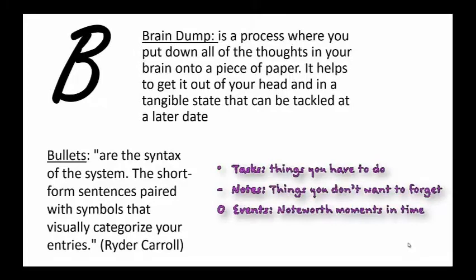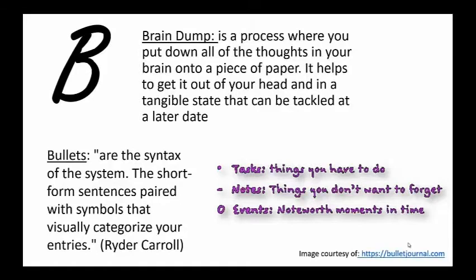The first one is tasks. That's signified by this little closed circle. The next one is notes, signified by a dash. And the third is events, signified by an open circle. You certainly don't have to use these. These are just common ones. And you'll see later on that I don't even use these either.